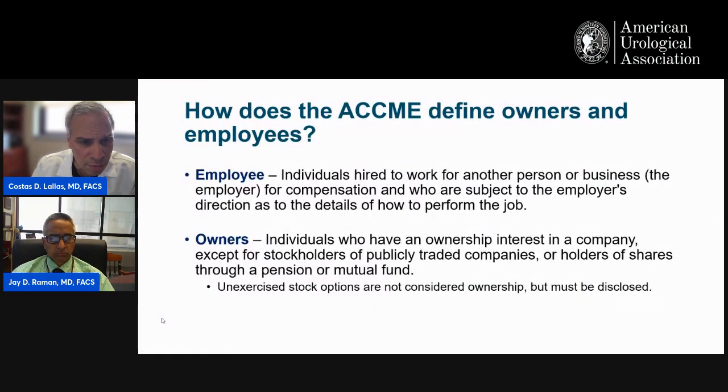The ACCME defines employees as individuals hired to work for another person or business, which is the employer, for compensation and who are subject to the employer's direction as to the details of how to perform the job. The ACCME defines owners as individuals who have an ownership interest in a company, except for stockholders of publicly traded companies or holders of shares through a pension or mutual fund. The ACCME does not have a minimum financial threshold for determining ownership or employment. However, the ACCME does not consider unexercised stock options to be ownership, but they must be disclosed.